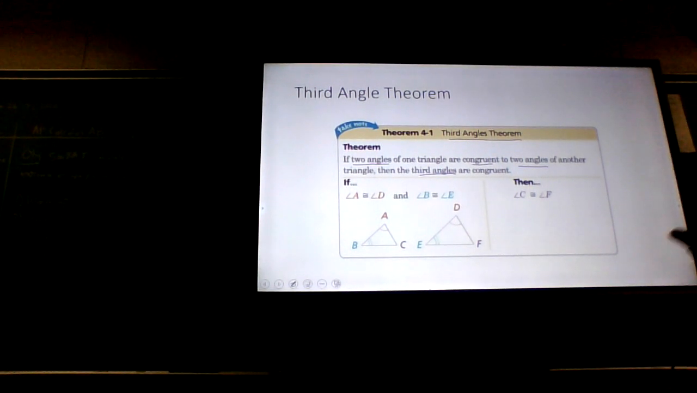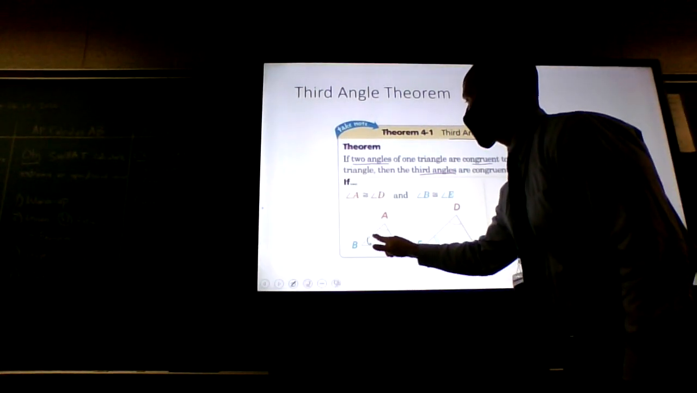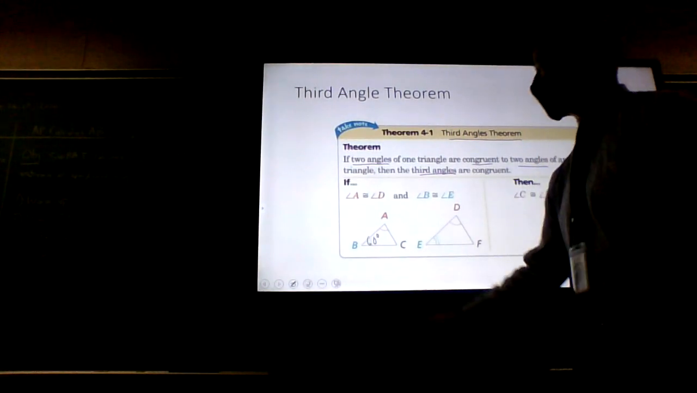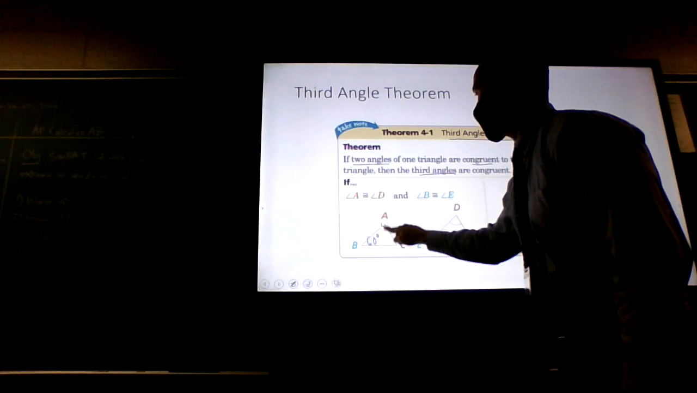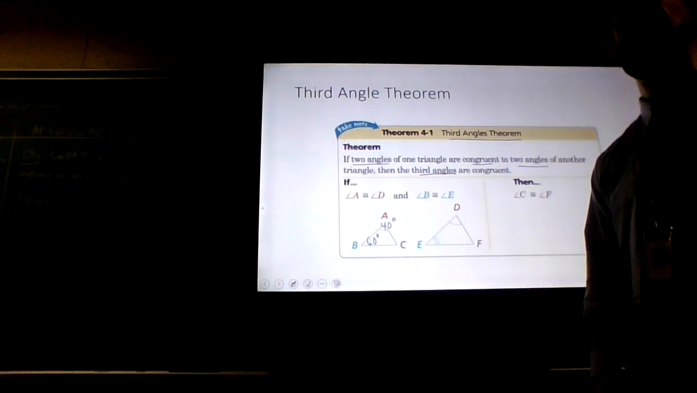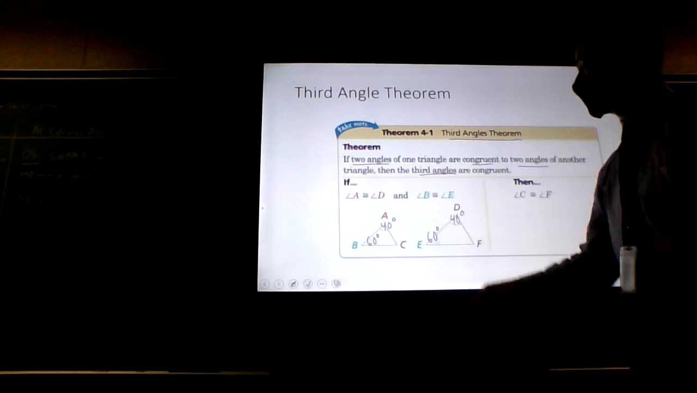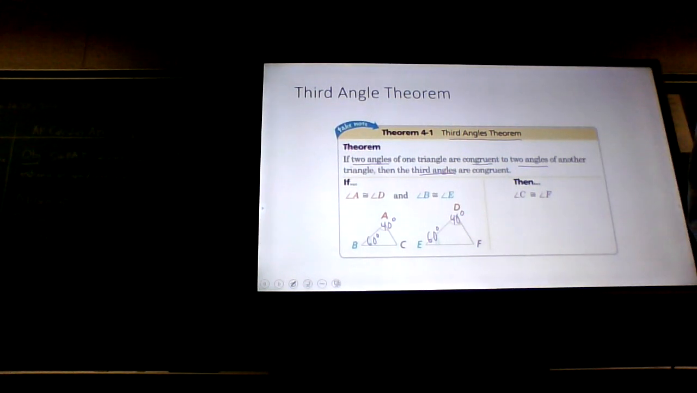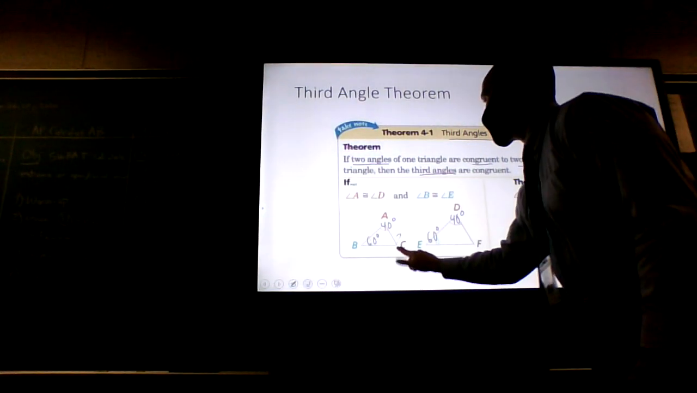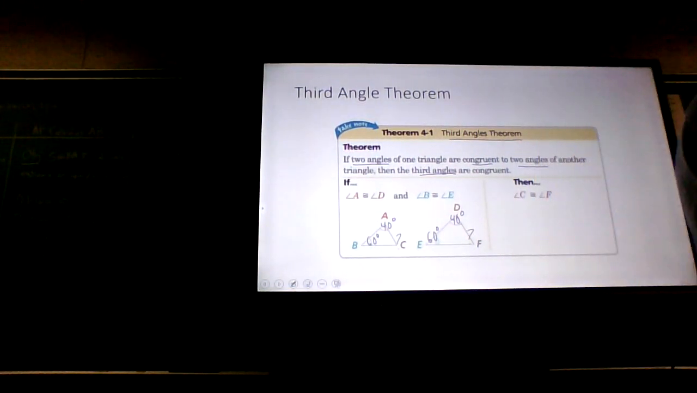So think about it this way, guys. If I told you that this angle here was 60 degrees, and I told you that this angle up here was, let's say, 40 degrees, and then this over here was 60 degrees, and this here was 40 degrees, would you agree that two corresponding angles are congruent? Does it make sense then these two here have to be congruent too?